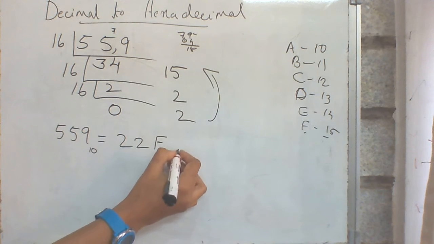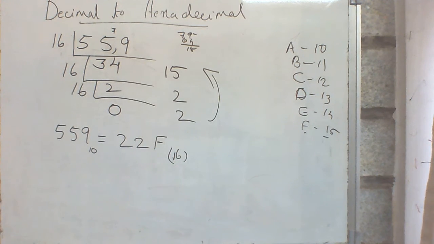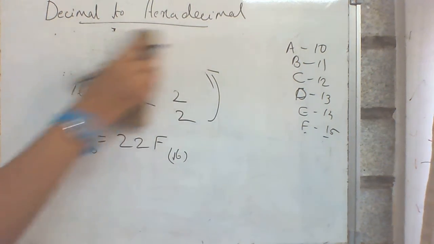What is the base radix? 16. Whenever you are writing the number, you have to write the base radix also. 22F base 16. Okay. Then one more example.